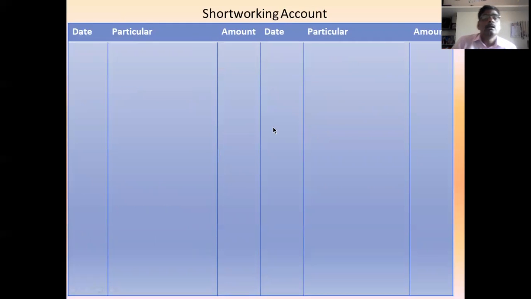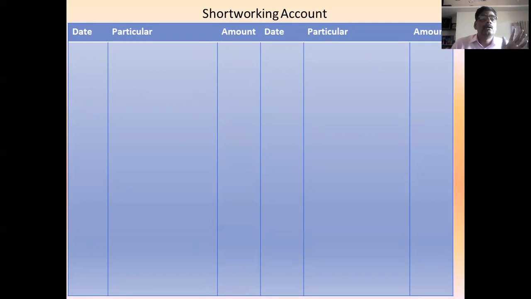Next account, short working account. In the short working account, on the debit side, you have to show the lessor account for the SW amount. If the amount is in the SW column, write "to lessor". If the amount is in the SWR column, you write "by lessor". If the amount is in the SWIR column, "by P&L account". These three things you remember.